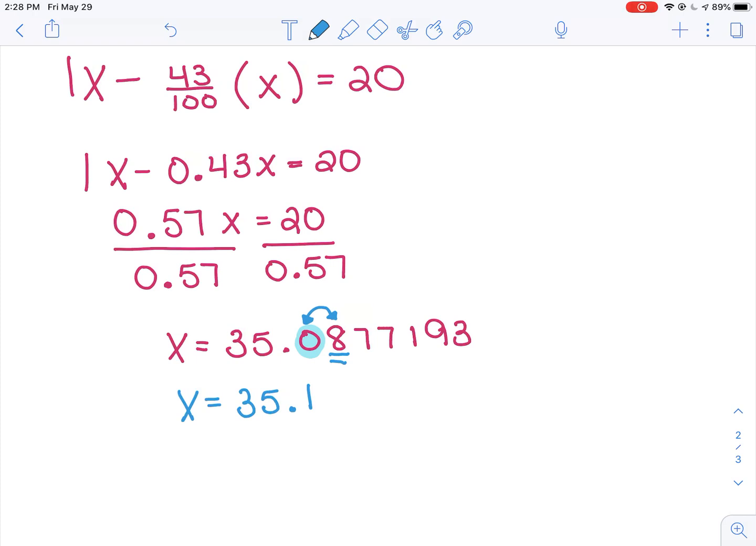So if you kind of think about it as like $35.08, if we wanted to round that to the nearest 10 cents, it would be like $35.10. However, when we're rounding to the nearest tenth, we don't put that 0 there. So it would just be 35.1.